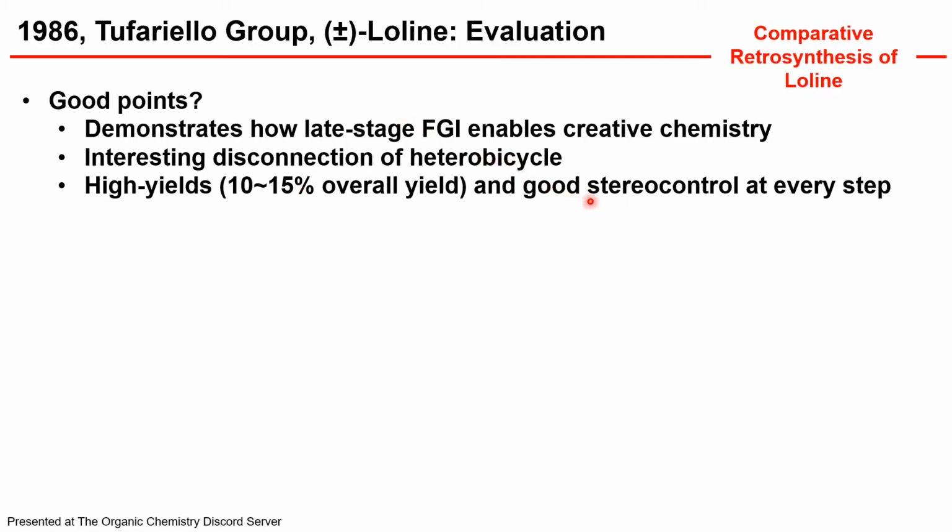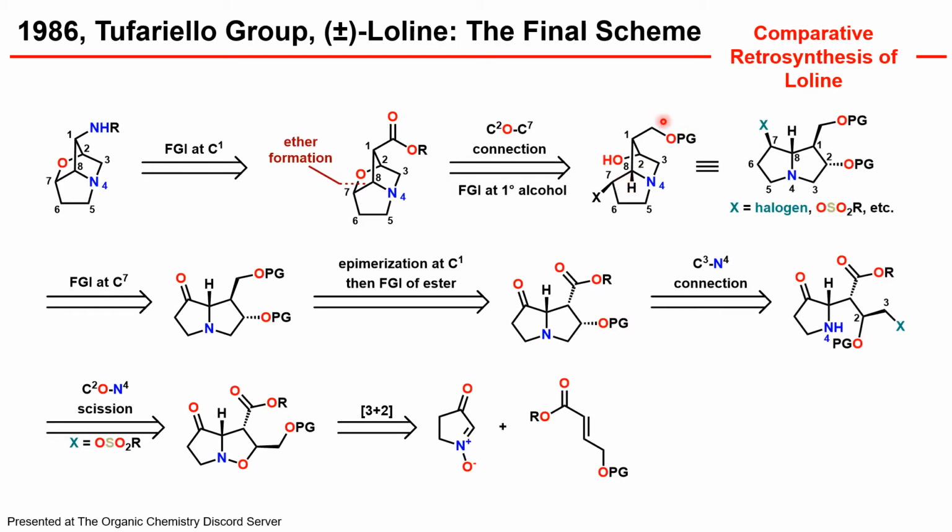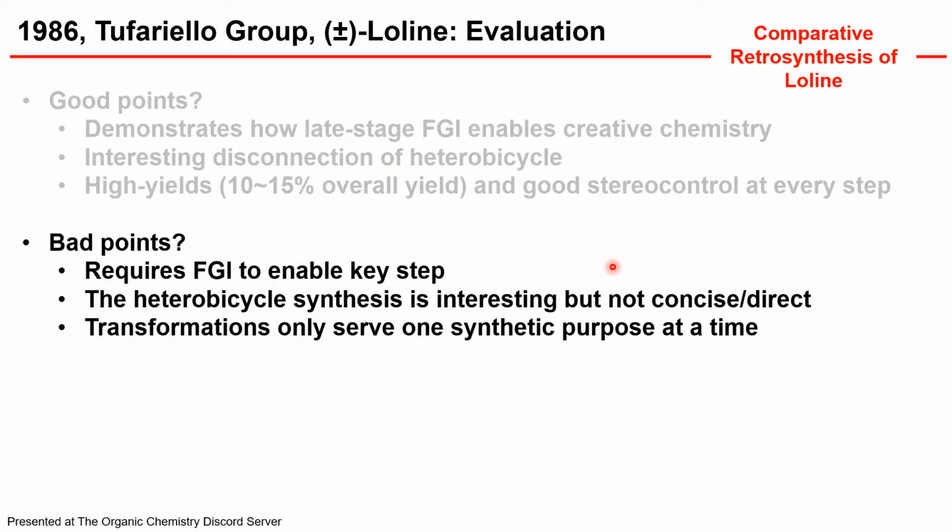And they had good diastereoselectivity at every step, right? So every step here, they had a reason why they would expect to get that particular diastereomer. And so they had control at every step, which is really important.